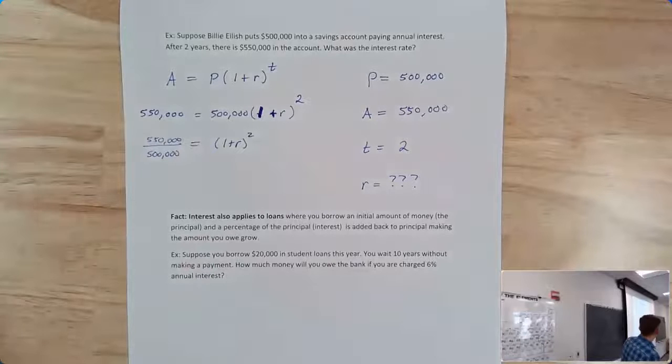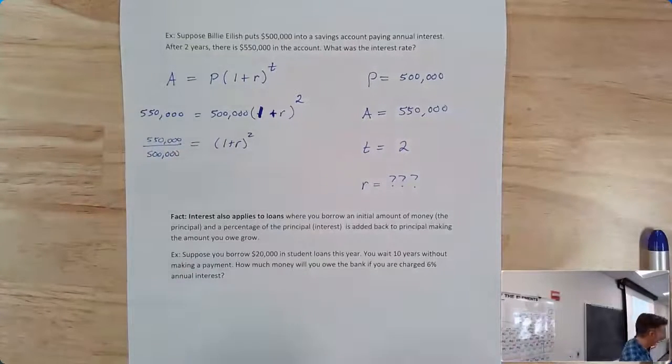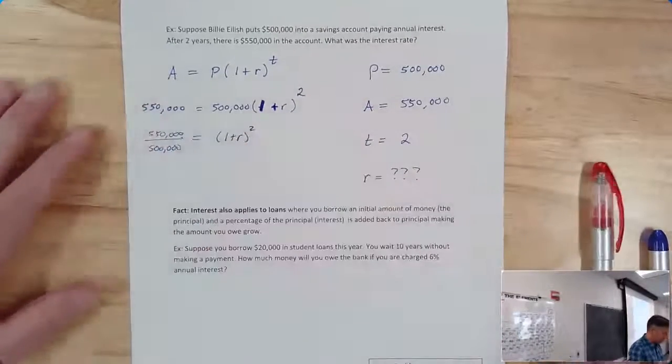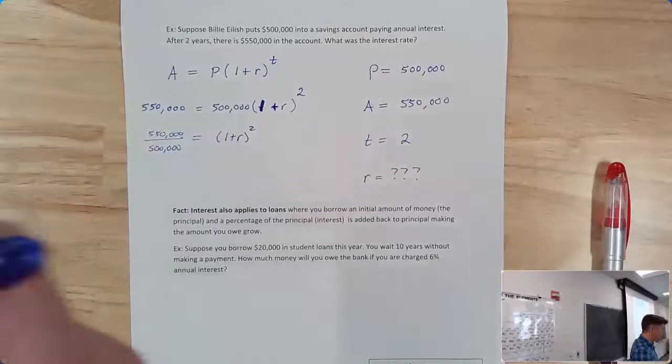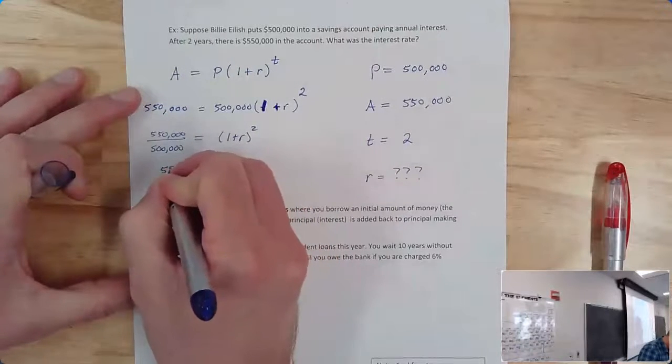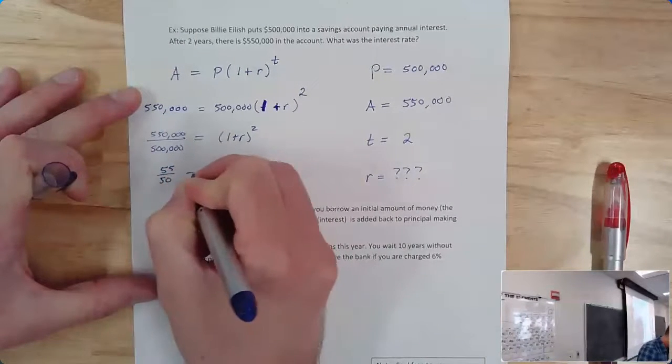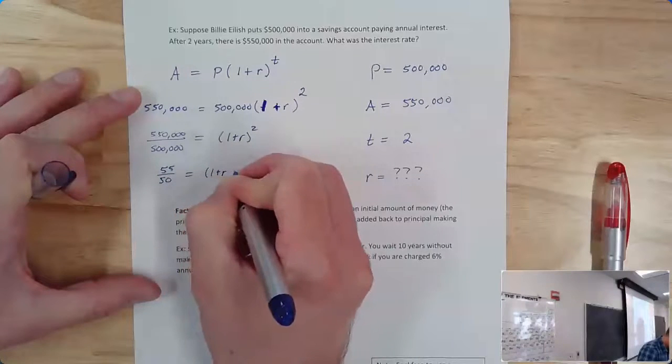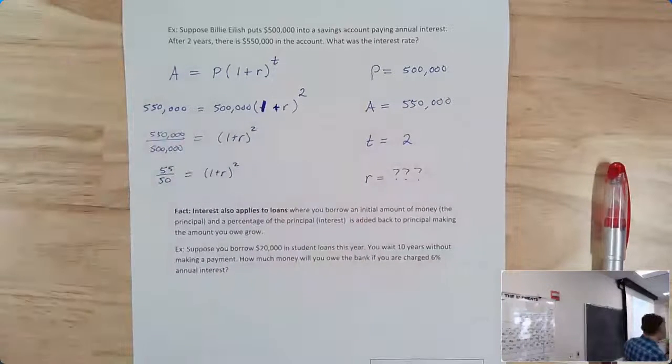Now, 550,000 divided by 500,000, that is something we could simplify a lot. A lot of those zeros cancel. I can reduce that to 55 over 50. I could even reduce that more, right? Because what can I still factor out from both 55 and 50? Right, so I can really reduce that to 11 over 10. Or if you prefer, 11 over 10 as a decimal is just 1.1.